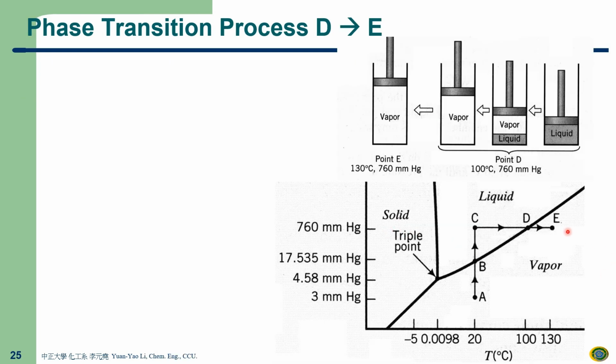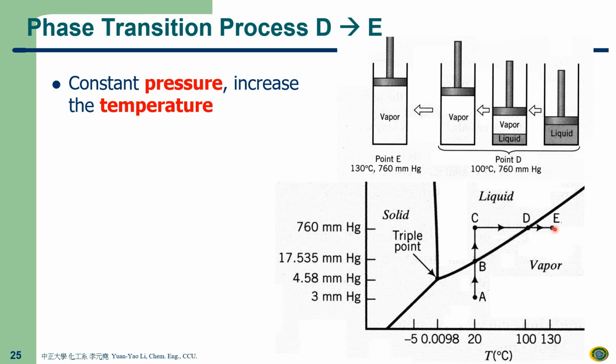So from D to E, you keep the pressure constant and you increase the temperature. So at constant pressure, you increase the temperature, and you increase from here. So the temperature increases, right? Okay? So this is a transition. Use your imagination. This is called a hypothetical process. From A to B, from B to C, from C to D, from D to E.